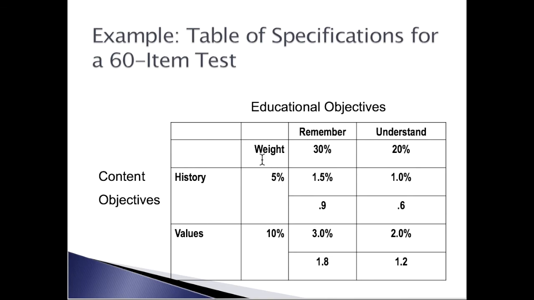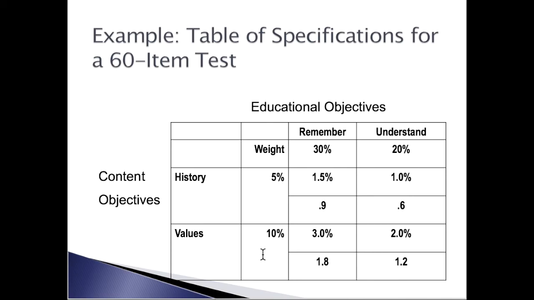So for history, how much time of your unit do you spend on teaching the history of the game? And then you give a percentage weight to that. The percentage weight will then calculate how much of that should be questions for remember and how much should be questions for understanding. So what this does here is tell us a total percentage of the questions for remember and a percentage for the questions of understand, essentially telling us that we should have one question on history that's a remember question, and one question on history that's an understand question.